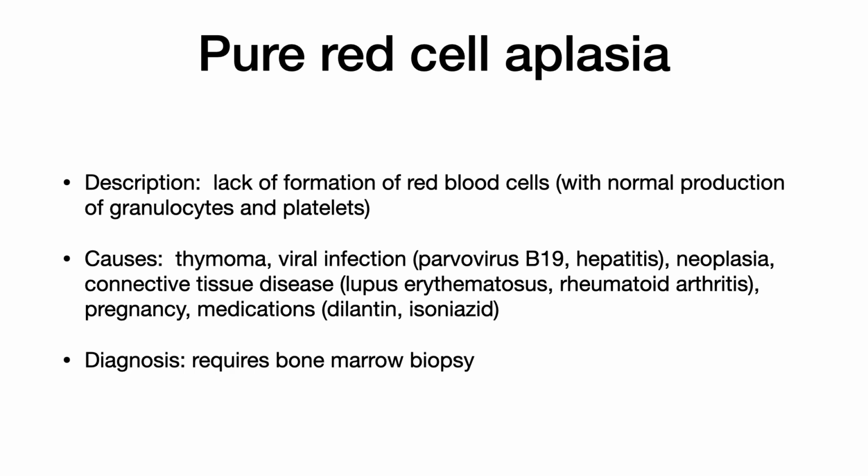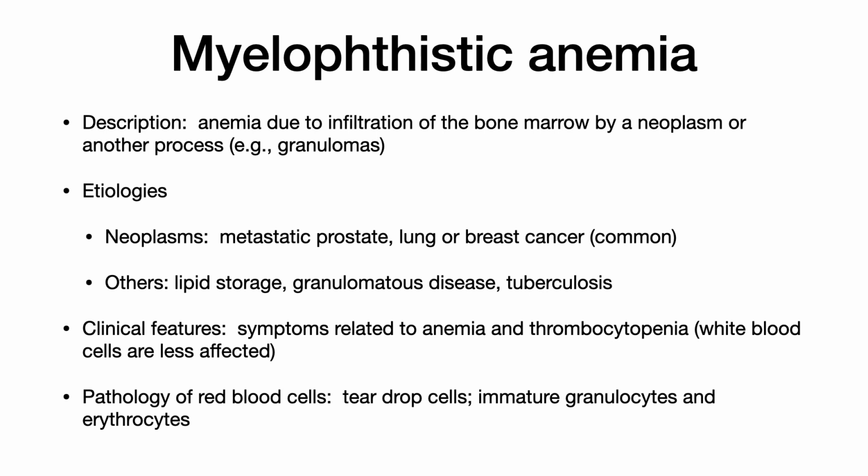Parvovirus B19, always remember, affects the early erythroid precursors. Neoplasia can do it. Connective tissue disease, different medications, pregnancy, and then this one requires a bone marrow biopsy for diagnosis. And finally, for decreased production, myelophthisic anemia.